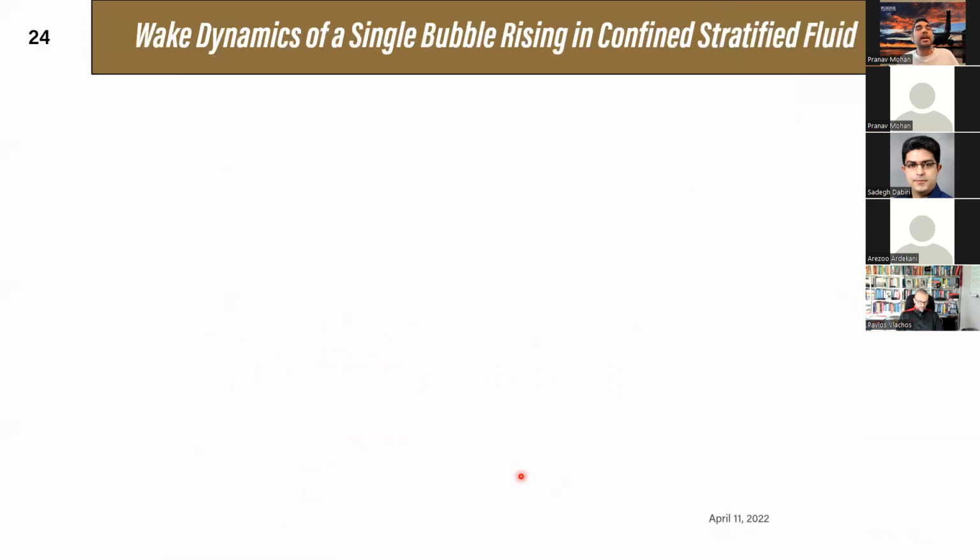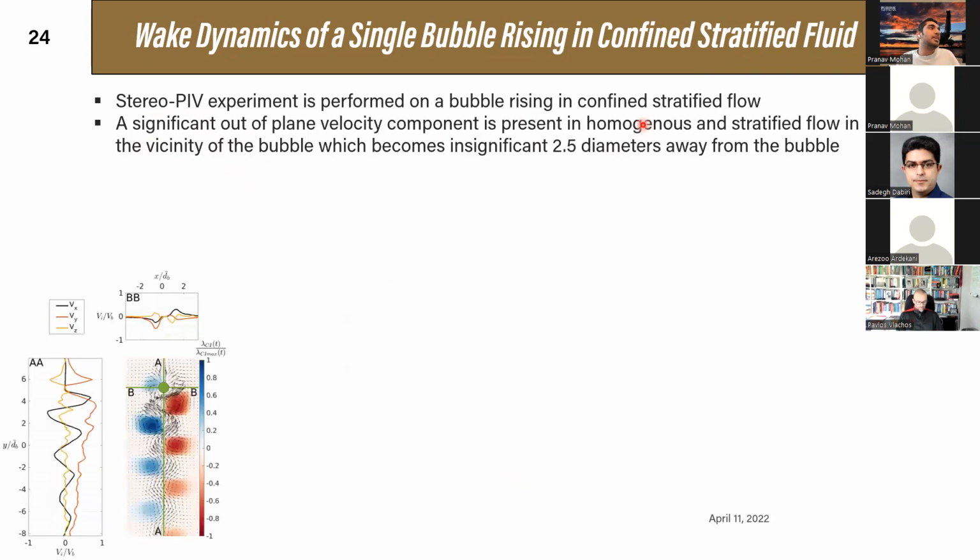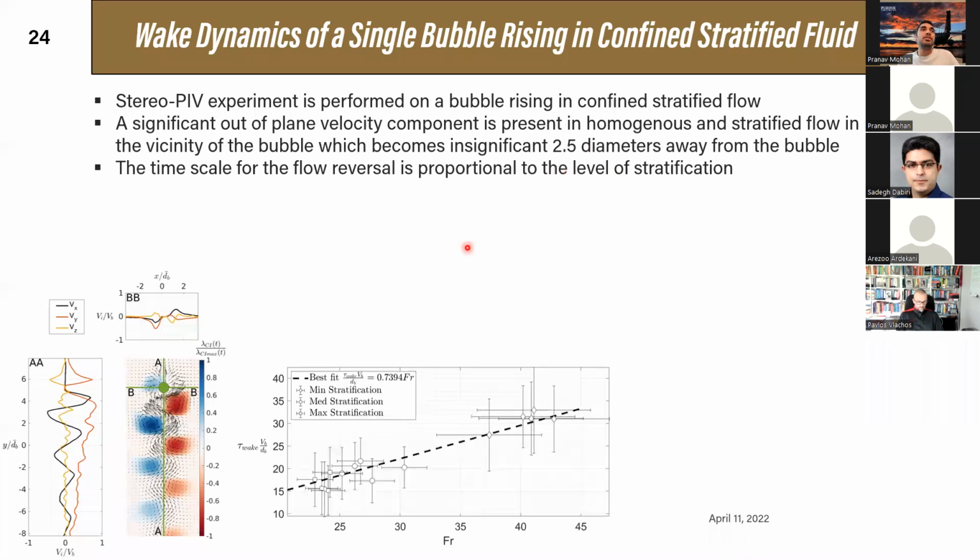So just to conclude and summarize everything that we have done, we performed a stereo PIV experiment on a bubble rising in confined stratified fluids. We found that there's a significant out-of-plane velocity component in both homogeneous and stratified fluids, close to 2.5 diameters from the bubble. We found that the time scale of the flow reversal is proportional to the level of stratification. That is, the flow reversal happens faster when stratification is higher.